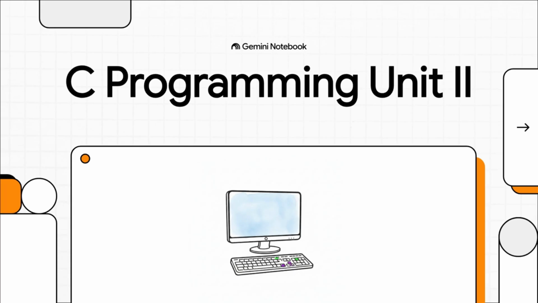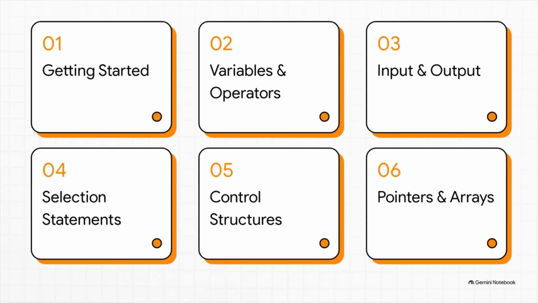And to make it totally real, we'll be building your very first C program from scratch, step by step, by capturing and grading a student's marks. Let's get to it. Okay, here's our roadmap. We're going to hit Getting Started, Variables and Operators, Input and Output, Selection Statements, Control Structures, and finally, Pointers and Arrays. We're taking this step by step so you can see exactly how a logical thought transforms into actual running code.